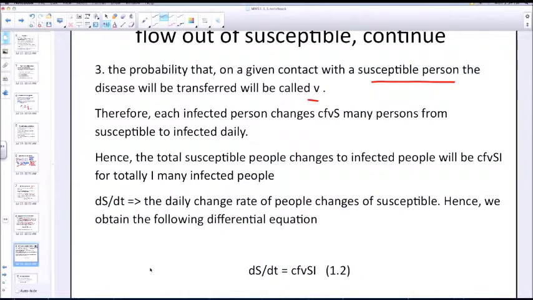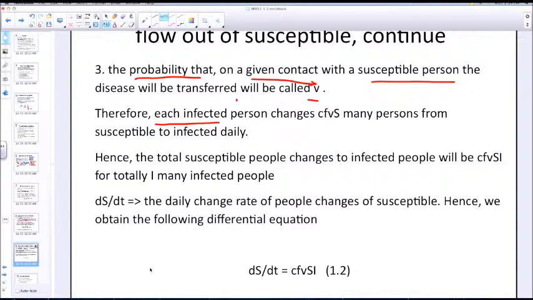Again, I said not all contact between susceptible and infected will transfer the disease. We only assume a probability V, which could be 10%, 20%, depending on how contagious the disease is. Like a flu is very contagious, while for something like AIDS, the probability is very small. So put all the 3 factors together.